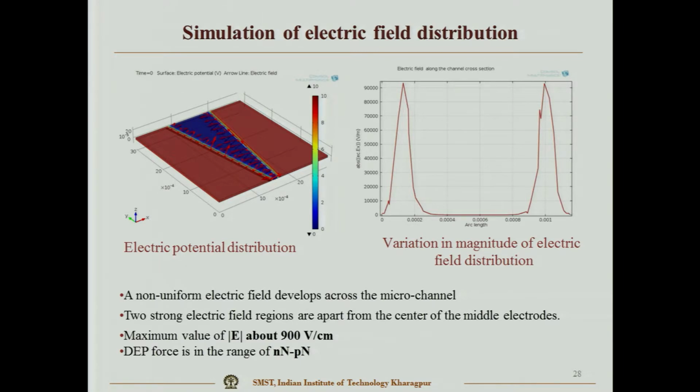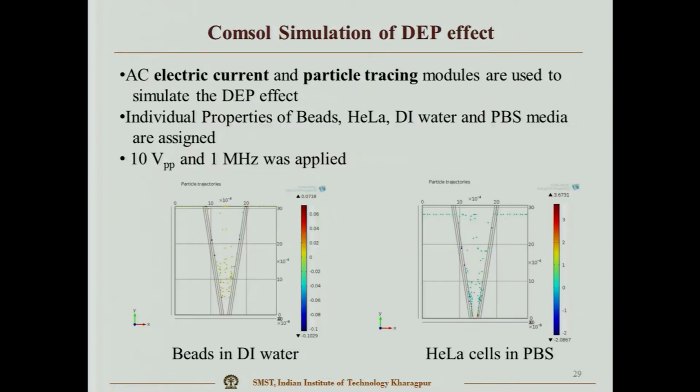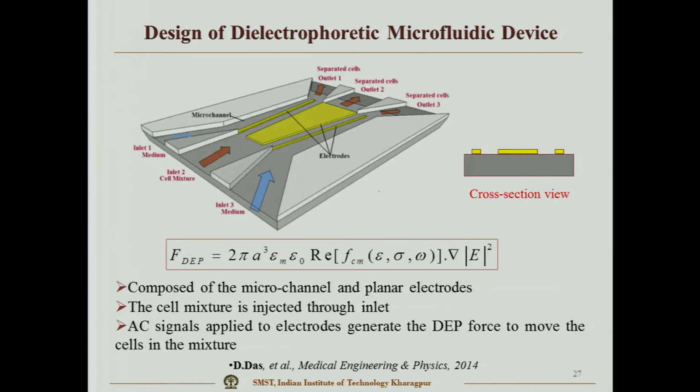Now, I have just one or two slides on the simulation before going to the fabrication. What is the electric field distribution? Here, these are the two main electrodes, and this is the common electrode for the two. It will be grounded, and these two electrodes are the active electrodes.